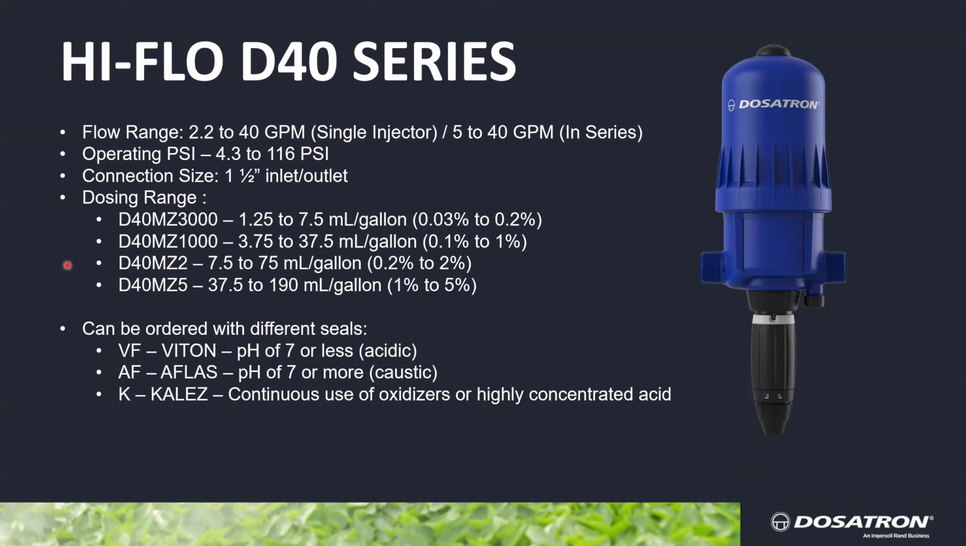Our next series up is the high flow D40 with a flow range of 2.2 to 40 gallons per minute as a single injector, and then 5 to 40 when placed in a series. PSI operation is 4.3 to 116, and our connection size here is 1.5 inches. We need the larger pipe to supply the higher flow rate.